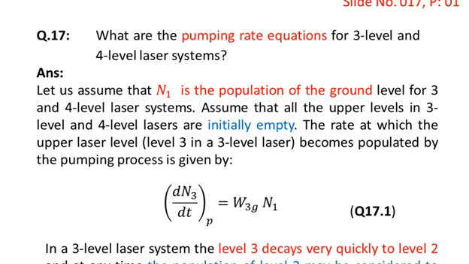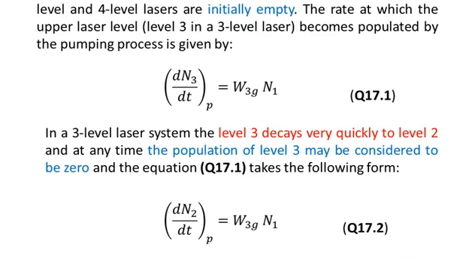The rate at which the upper laser level 3 in a 3 level laser becomes populated by the pumping process is given by equation 17.1. So you see that the rate of change of N3 with time due to the pumping P is equal to W3G, which is the rate of pumping to the level 3 from the ground, times N1. So on the right hand side, N1 is being pumped with the pump rate, which is W3G, to the level N3.